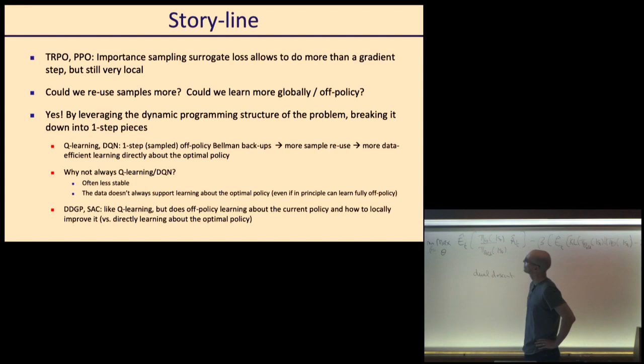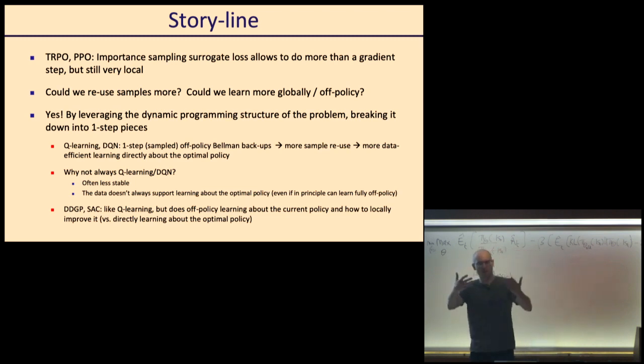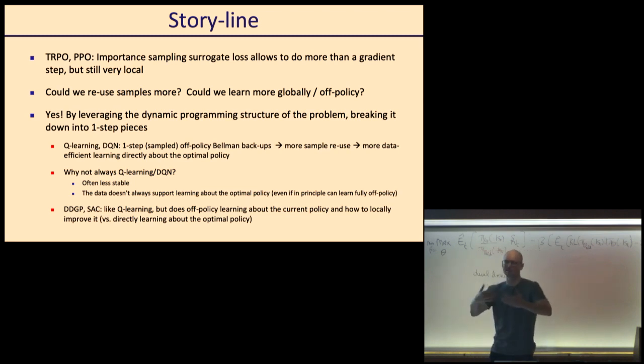Could we reuse our samples more, do something more globally off-policy? The importance sampling is somewhat off-policy because we get data from one policy and we optimize another policy. It is off-policy, but it's very limited off-policy. So what can we do? Yes, we can actually do something. Remember the dynamic programming structure when we run value iteration or policy evaluation? It looks at the per time step breakdown of the process.